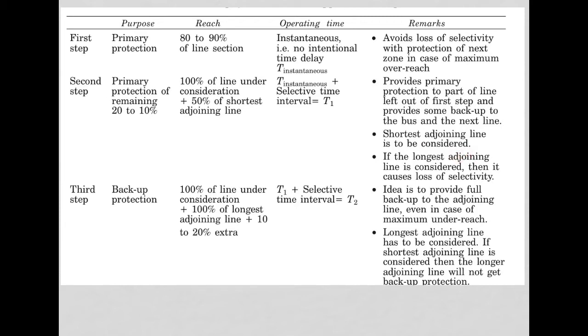The shortest adjoining line is to be considered, and if the longest adjoining line is considered, then it causes the loss of selectivity. Now the third step provides the backup protection, 100% of the line under consideration, however 100% of the longest line plus 10 to 20% extra that we have discussed. Then we have T1 plus selective time interval equals T2. So the idea is to provide full backup to the adjoining line even in case of the maximum underreach, and the longest adjoining line has to be considered. If the shortest adjoining line is considered, then the longer adjoining line will not get the backup protection. So this is actually the philosophy of the three-stepped distance protection.